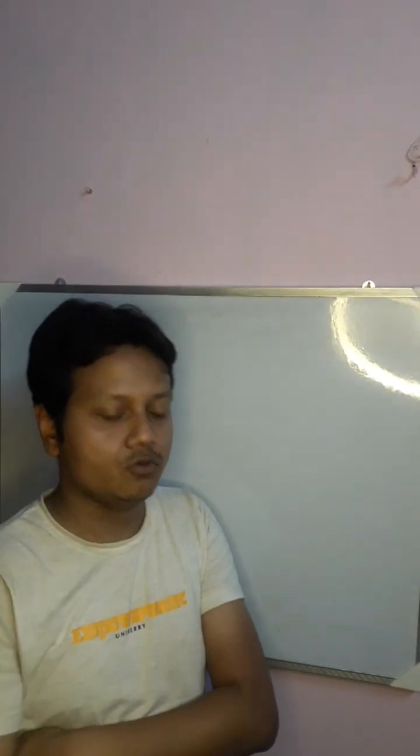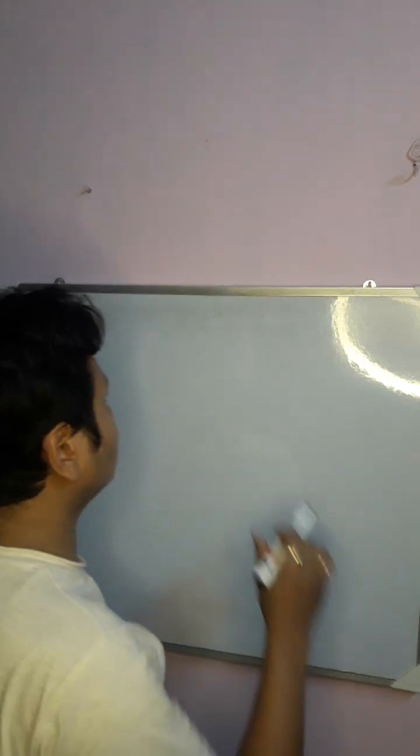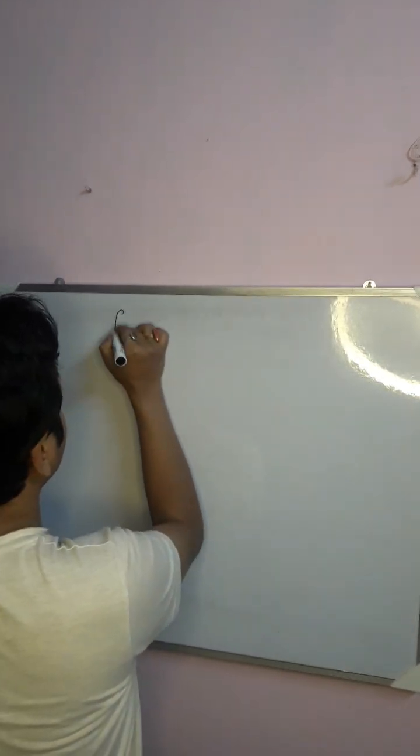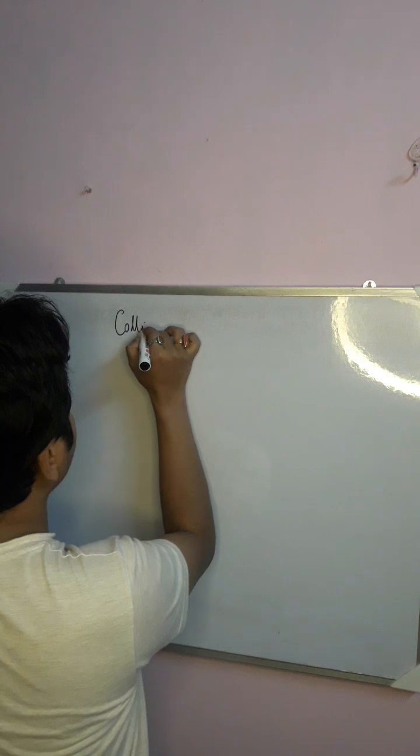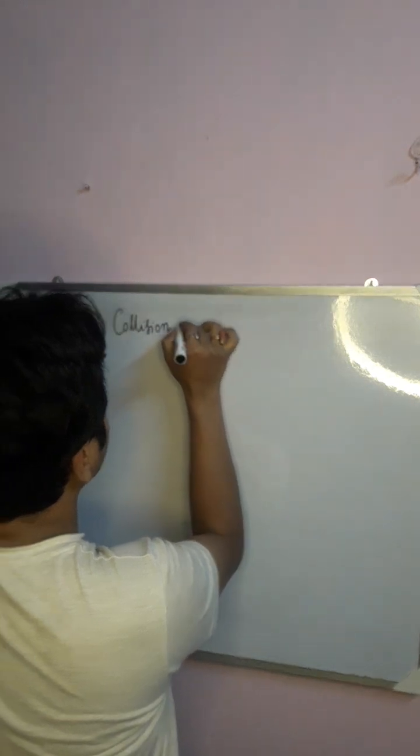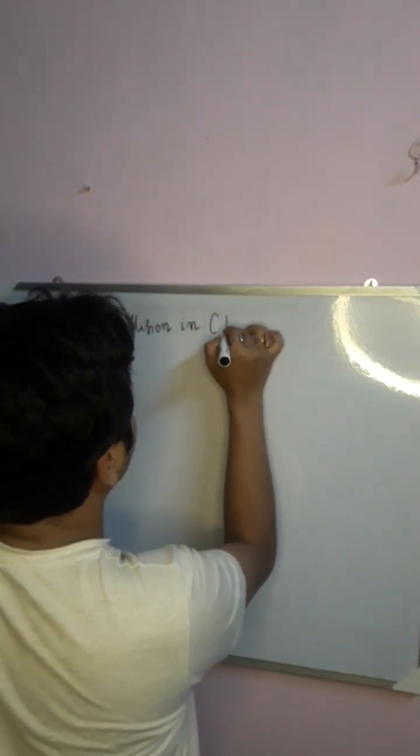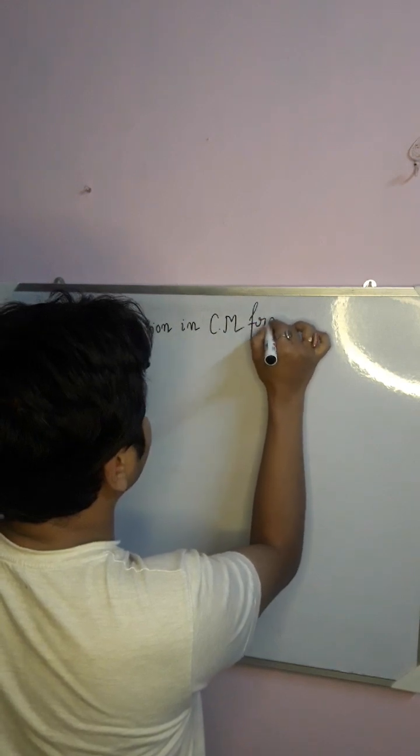Now yesterday I introduced the concept of center of mass frame. I also discussed why it is known as the zero momentum frame of reference and the significance of center of mass frame. So in today's lecture I am going to discuss the collision in CM frame.